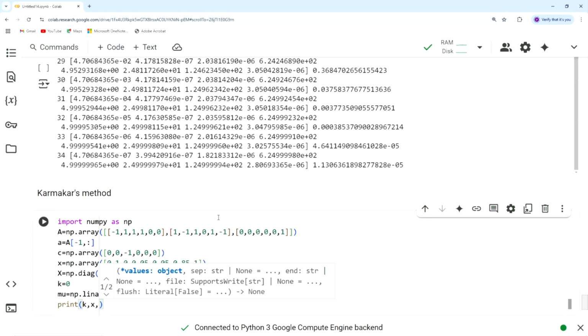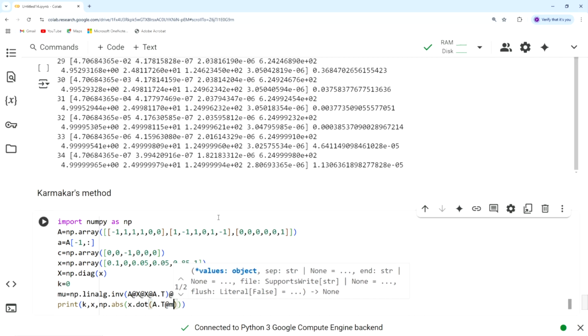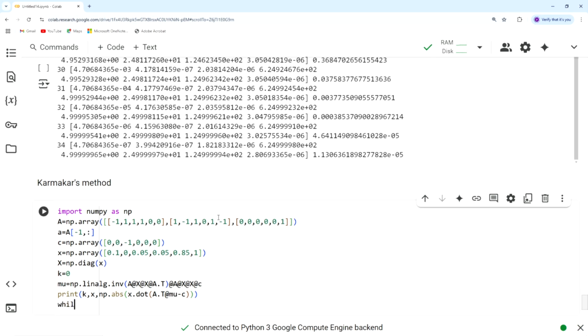So, the stopping criterion, if you recall, is np dot abs of x dot A transpose mu minus C. Again, that is going to be our constraint. Your absolute value of x dot A transpose mu minus C, when it is greater than the tolerance, you continue.